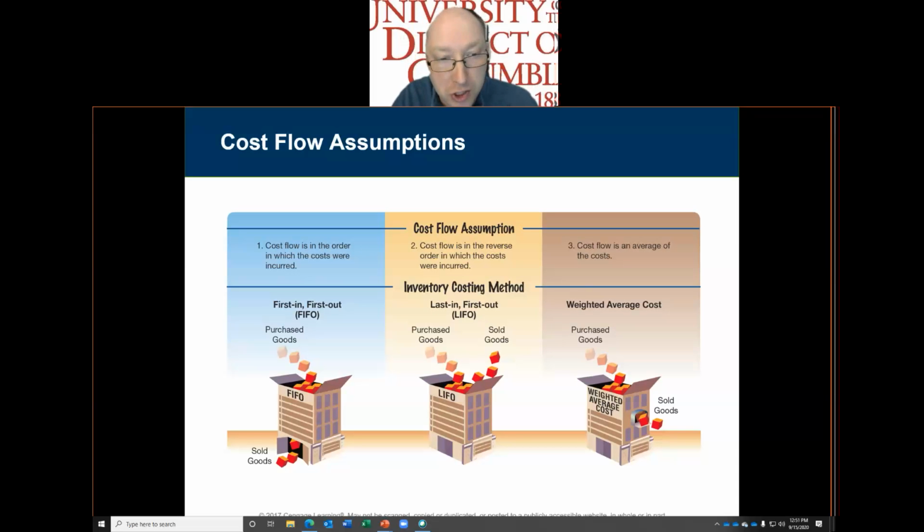Think of a grocery store. They got the first gallon of milk, put it on the shelf. That should be the first gallon of milk sold because it's perishable. They use a first in, first out inventory method.